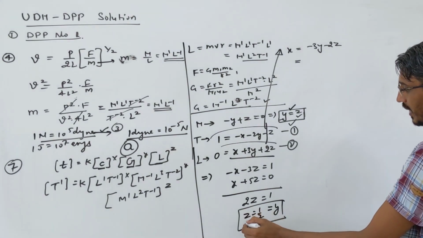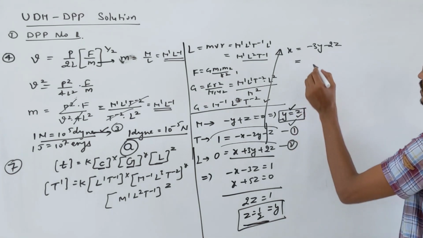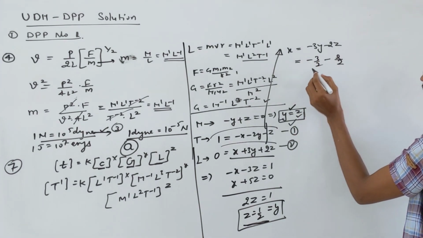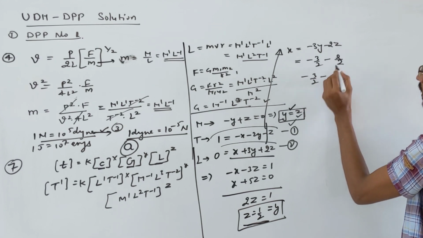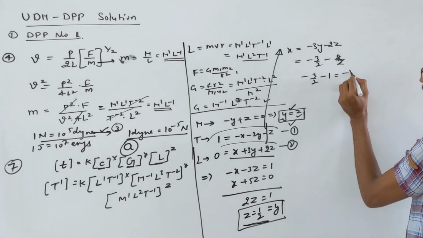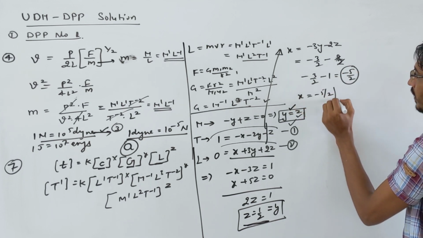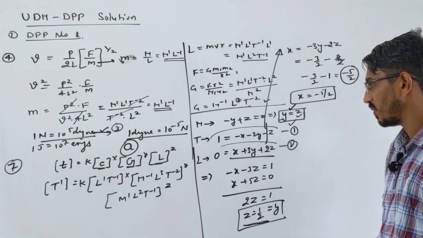Yes, y and z both are what? Just half only. So minus 3 by 2 minus 2 by 2. So this becomes minus 3 by 2 and this becomes minus 1. This becomes minus 5 by 2. So x is coming minus 5 by 2. X, y, z, all 3 things we have found.